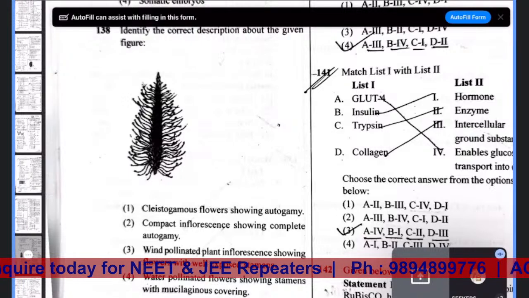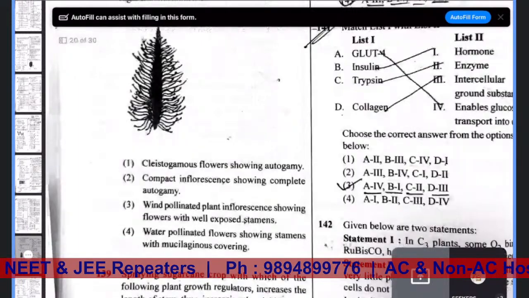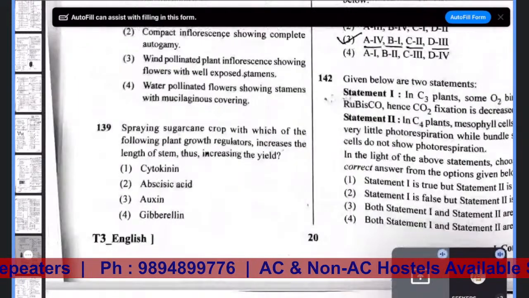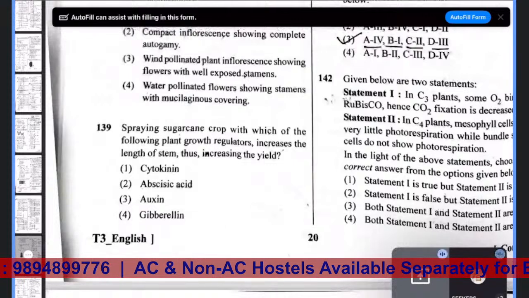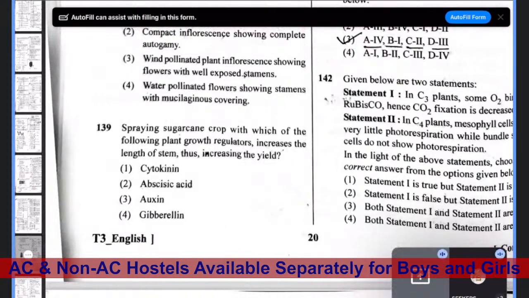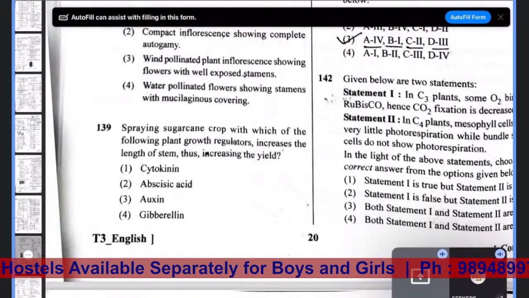Okay. Then question number 139, spraying sugarcane crop with which of the following plant growth regulators increases the length of the stem and thus increases the yield? It's a direct question from your NCERT book. Answer is option 4, gibberellin.